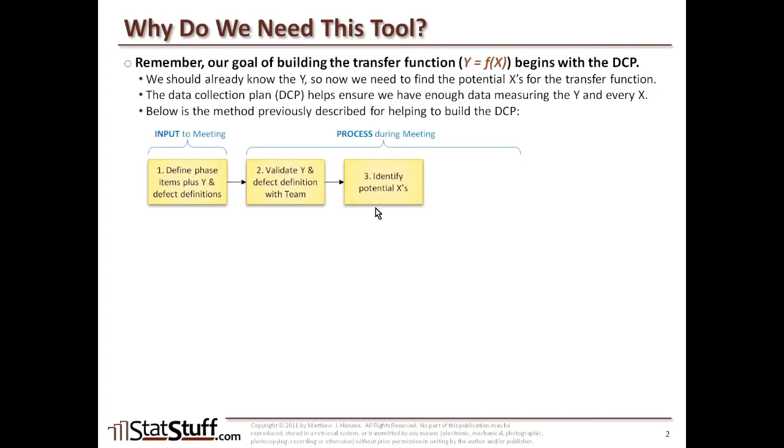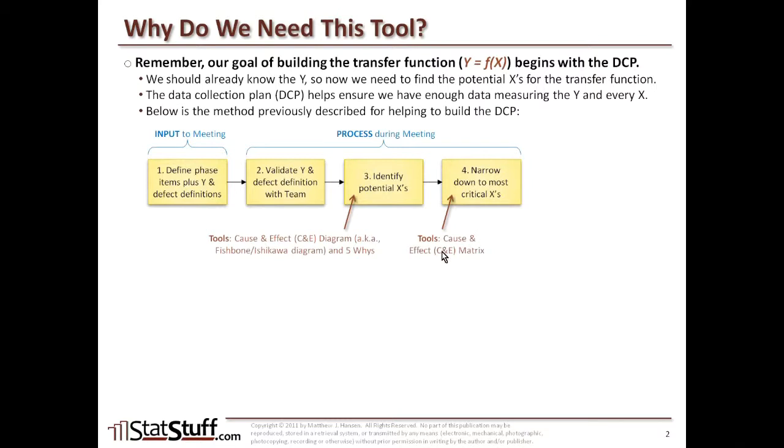And next we want to identify what are all the potential x's that the team believes could be part of that transfer function. We might use several tools again, like the cause and effect diagram, which is also the fishbone and Ishikawa diagram, and also the 5 whys tool. Once we've identified the potential x's, then we move on to the next step, which was narrowing down those potential x's to what we consider to be the most critical x's. This is where we might use the cause and effect matrix, or the C&E matrix, to figure that out.